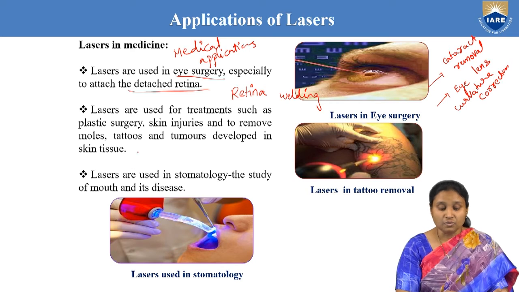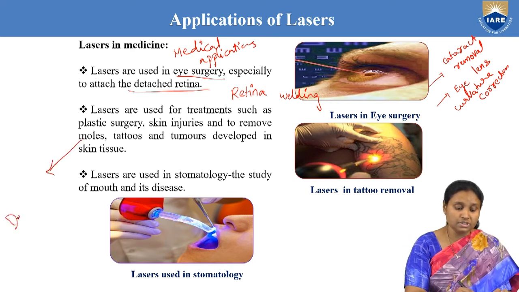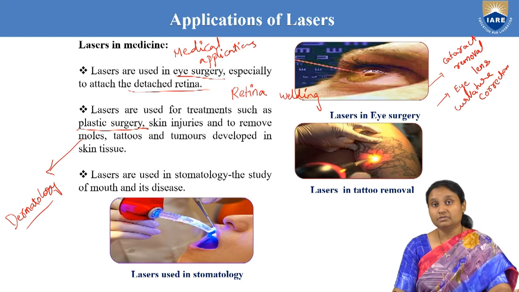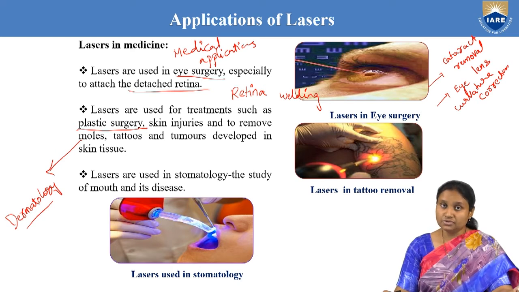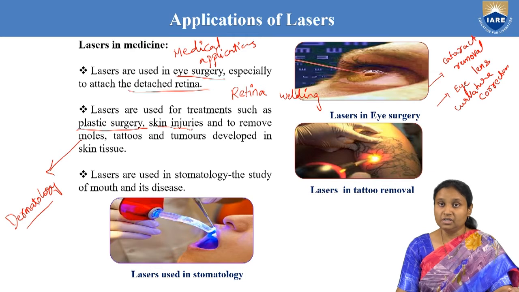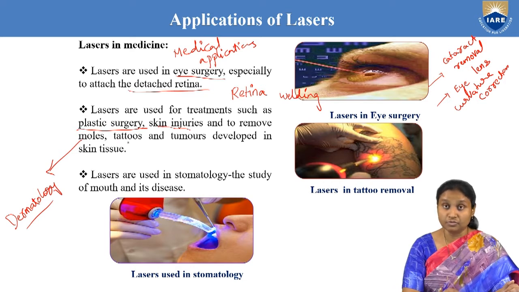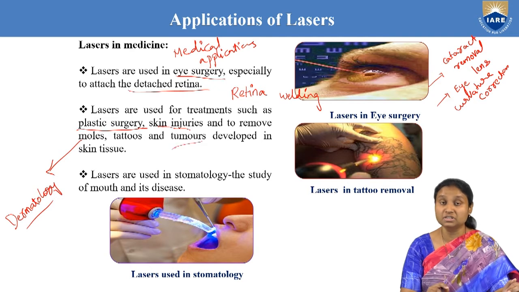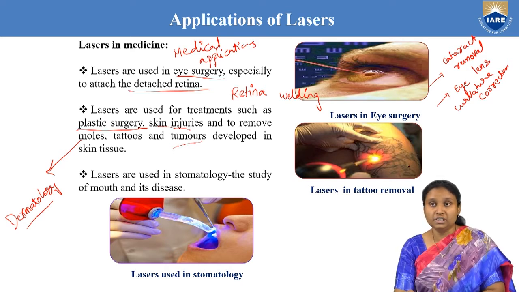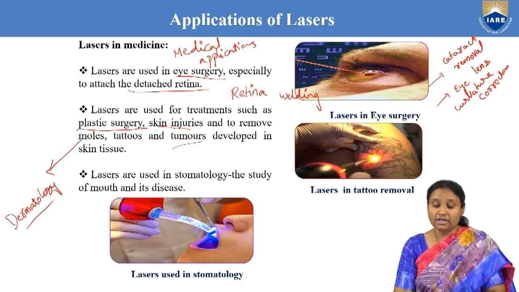Then next, it is also used in dermatology. So this can also come under medical application. It is related to skin. Here we can go for plastic surgery using laser. And if we have any skin injuries, that treatment can also be done using laser. If we have any birthmarks or moles, they can also be removed using laser surgery. Also we can go for removal of tattoos, or if we have any tumors developed on the skin tissues, that also we can do using laser. If you see in this figure, they are going for tattoo removal using laser. So this comes under dermatology.